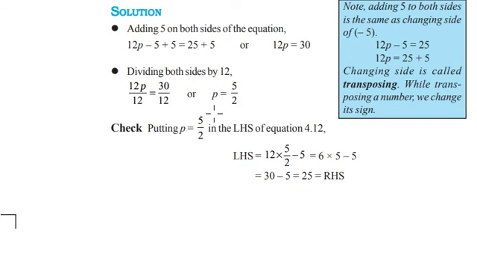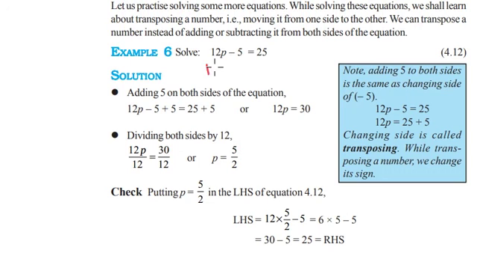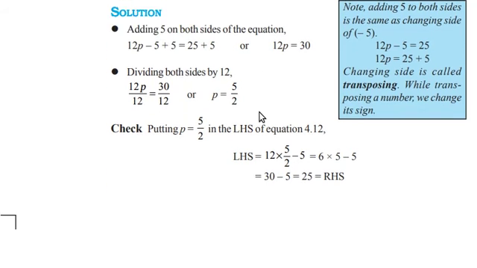We got the value of p. Now let us verify this by plugging this value into the original equation. 12 into 5 by 2 minus 5. 2 ones, 2 6 times. 6 times 5 is equal to 30. 30 minus 5 is equal to 25. So this is equal to 25 on LHS, which is equal to 25 on RHS. We solved for the value of p. The value of p is 5 by 2.